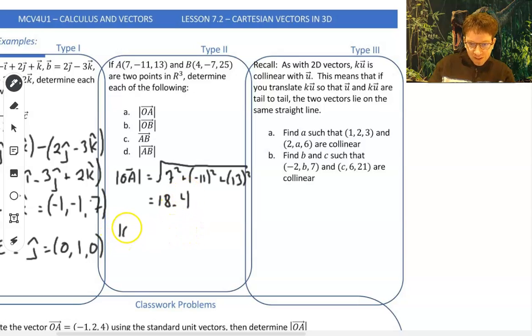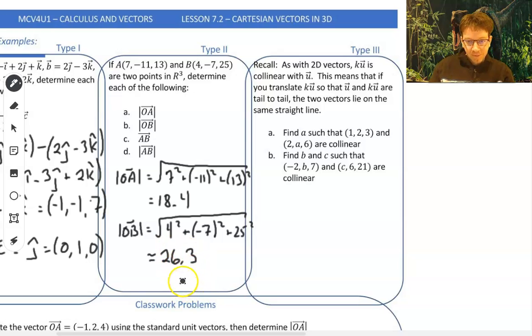We can do the same thing for OB. And just take the square root, but then for B's coordinates, which would be 4 squared plus -7 squared plus 25 squared, and we'll get something that is approximately equal to 26.3. So that part's not too bad. But then in part C, we have to find the vector AB.